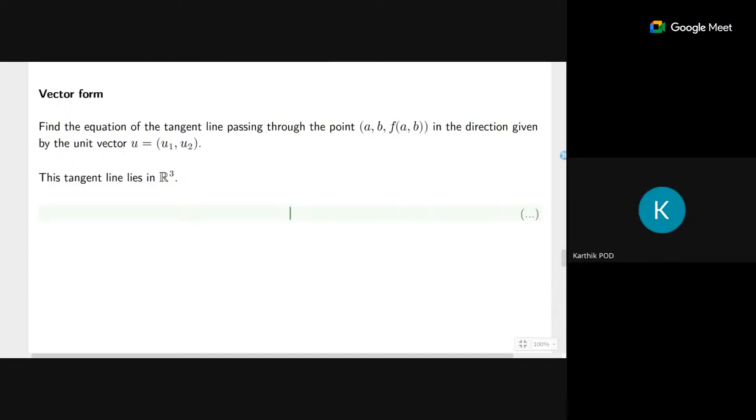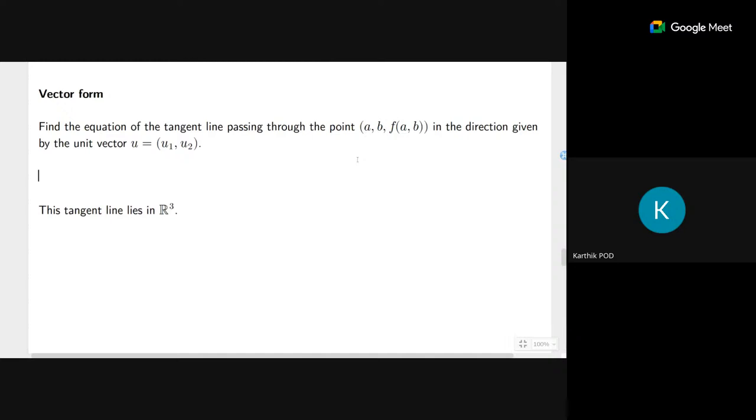So why plus 1? Because the function's value is also there, right? If the domain is R2, the function is like a surface that goes up, extending above the 2D plane. So you have to have three variables. So this is the idea, right?